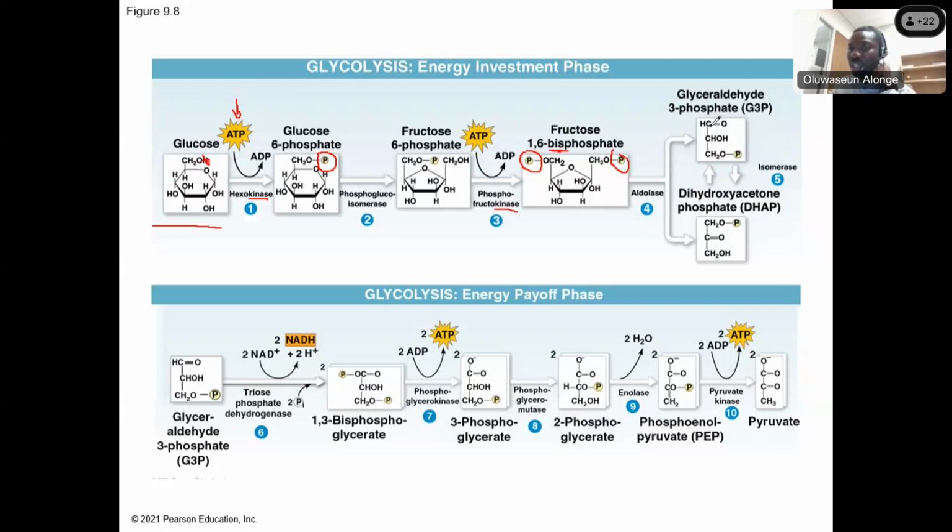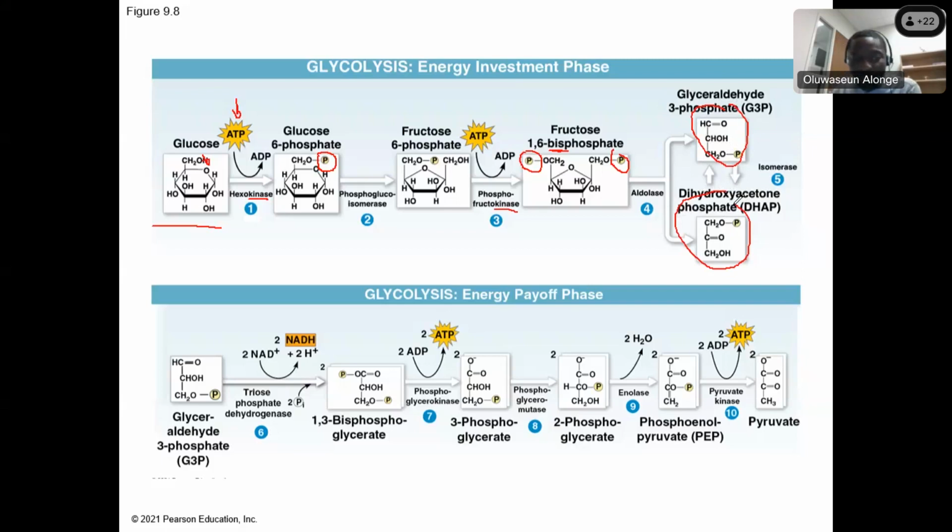G3P is a 3-carbon compound. That's glyceraldehyde 3-phosphate. And you have dihydroxyacetone phosphate as well. It's also a 3-carbon compound. So it's broken into these 2 compounds. They are both 3-carbon compounds as well, but they are not pyruvate.